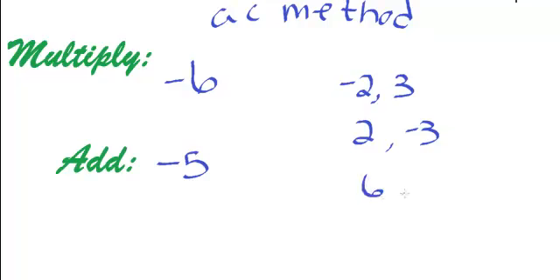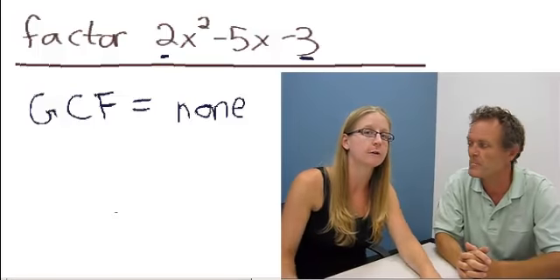Well, 6 and 1 make 6 when added, but to get negative 5, I need the 6 to be negative, so negative 6 and positive 1. Does that work? Negative 6 times 1 gives me negative 6 when I multiply, and it gives me negative 5 when I add. Perfect. The first two didn't work; oftentimes you don't get it right the first time. We finally got it. The next part of the AC method is called factor by grouping.